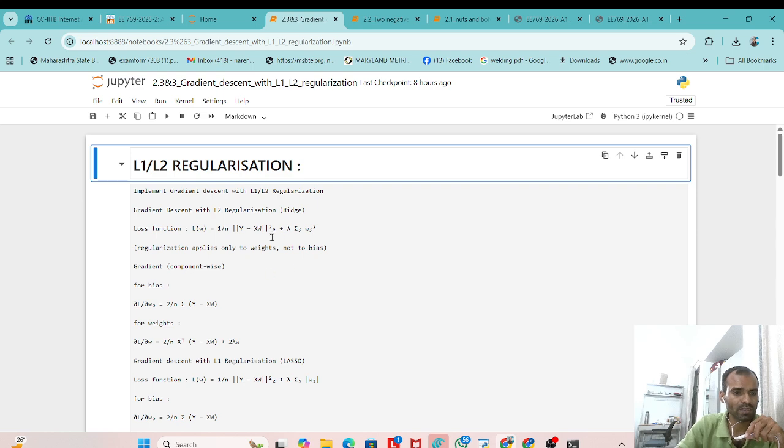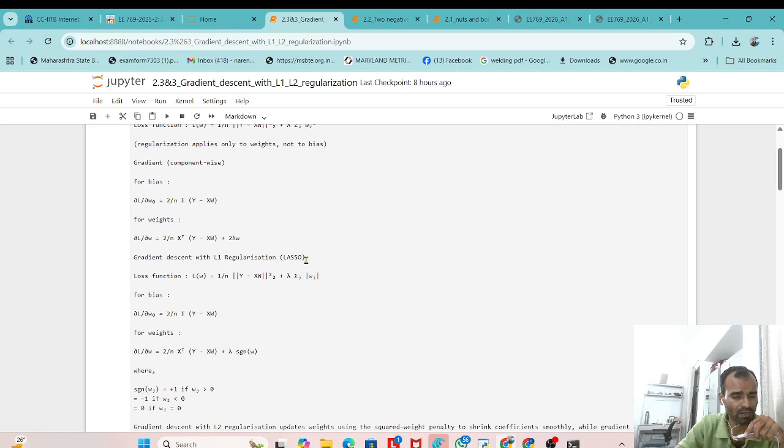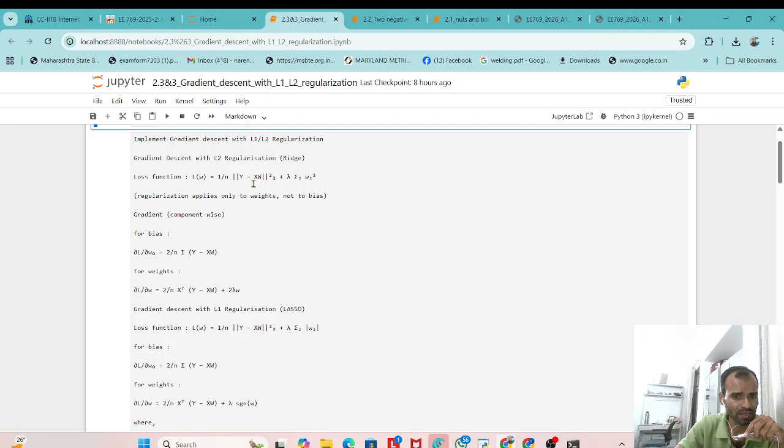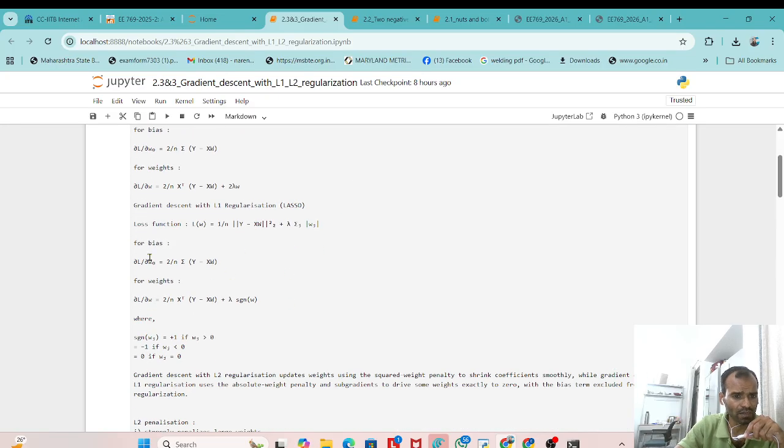This is the loss function of the L2 regularization. When we take the gradient, the gradient of the bias and the gradient of the weights, you will get these terms. When we use L1 regularization, that is also called lasso, and L2 is also called the ridge model. Then this is for the bias, and this is for the weights.